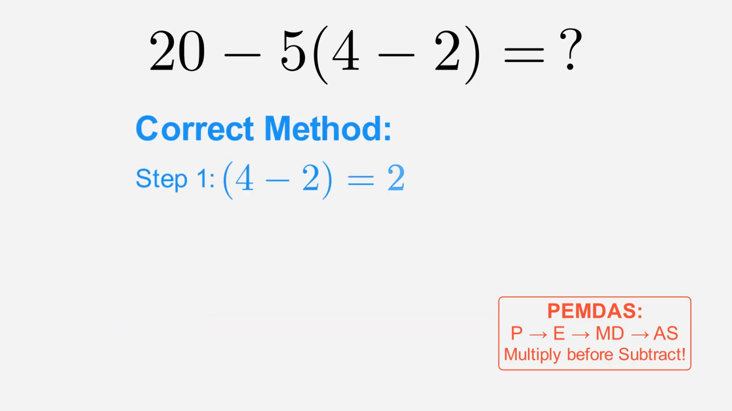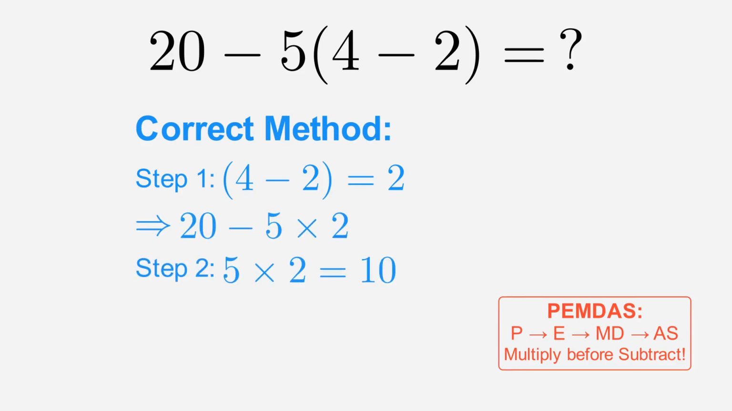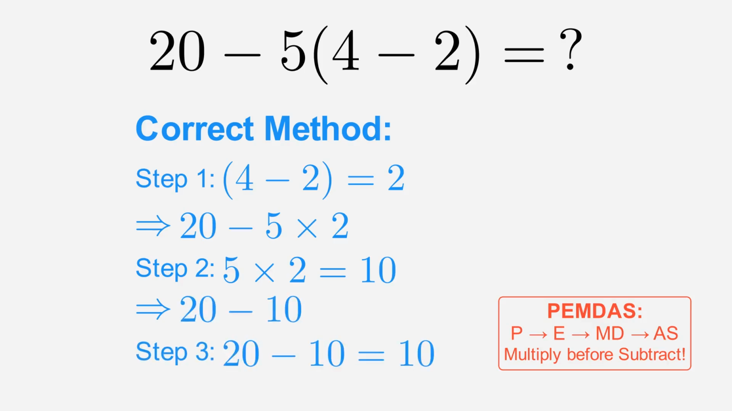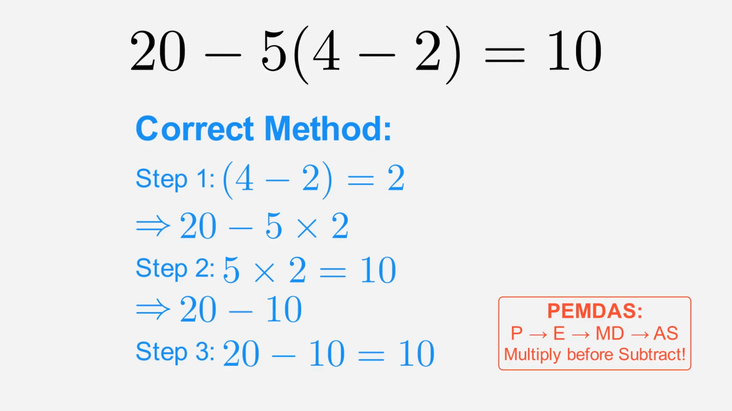4 minus 2 equals 2. 5 times 2 equals 10. Now we subtract. 20 minus 10 equals 10. The answer is 10, not 30.